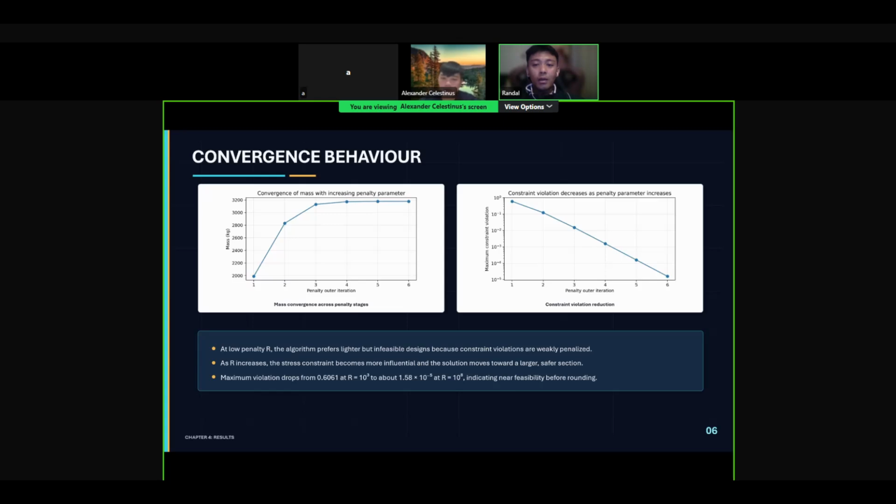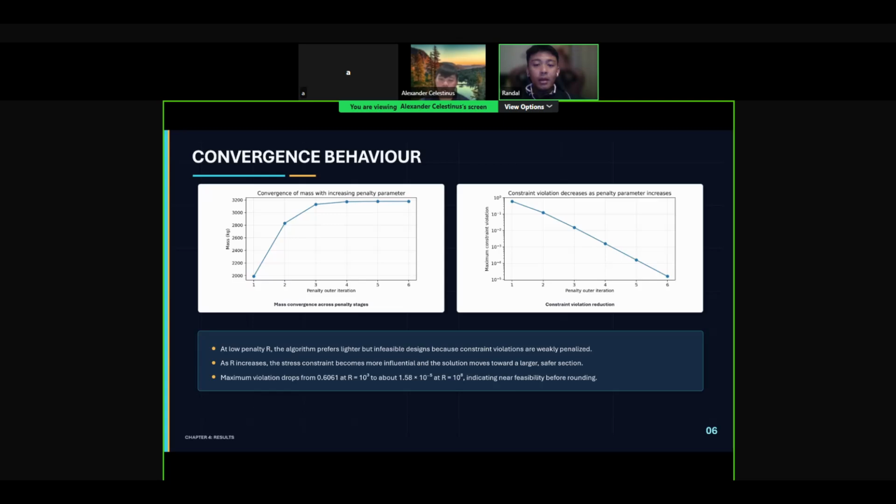This can be seen from the reduction in the maximum constraint violation as the penalty parameter increases. The convergence graph shows that the mass increases at the beginning and then becomes stable. This means the design is moving closer to a feasible and optimum solution. In other words, the optimization process does not only search for the lightest design, but also ensures that the final design satisfies the required safety limits.